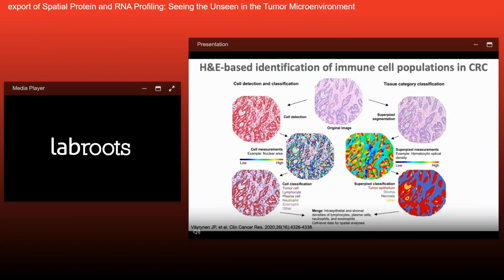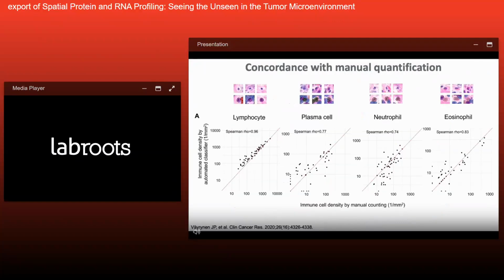For some of these cell types, we can recognize them quite nicely using standard histologic approaches. And our lab has done some work using traditional H&E-based stains to identify different immune cell populations in the tumor microenvironment. This is an example of one study we did a number of years ago looking at immune cells in a cohort of approximately 1,000 colorectal cancer patients and outlining the image analysis approach that we used to identify 4 different types of immune cells in colorectal cancer.